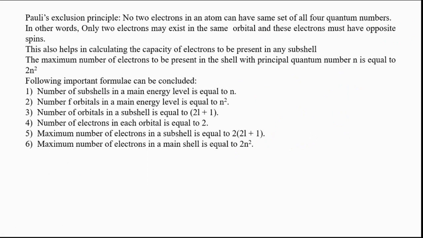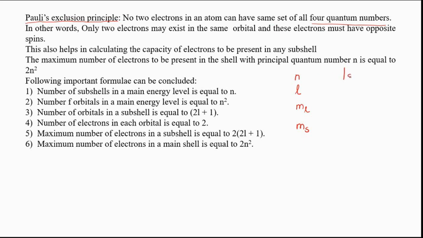Now, we also have to look at the filling of orbitals, and there are two other important rules. The first of them is Pauli's exclusion principle. So what does Pauli's exclusion principle say? That no two electrons in an atom can have the same set of all four quantum numbers. We have learned the four quantum numbers: the principal quantum number, the azimuthal quantum number, the magnetic quantum number, and the spin quantum number. So any electrons you take in an atom will never have all these four quantum numbers the same, right? If this is the case, then we can apply this.